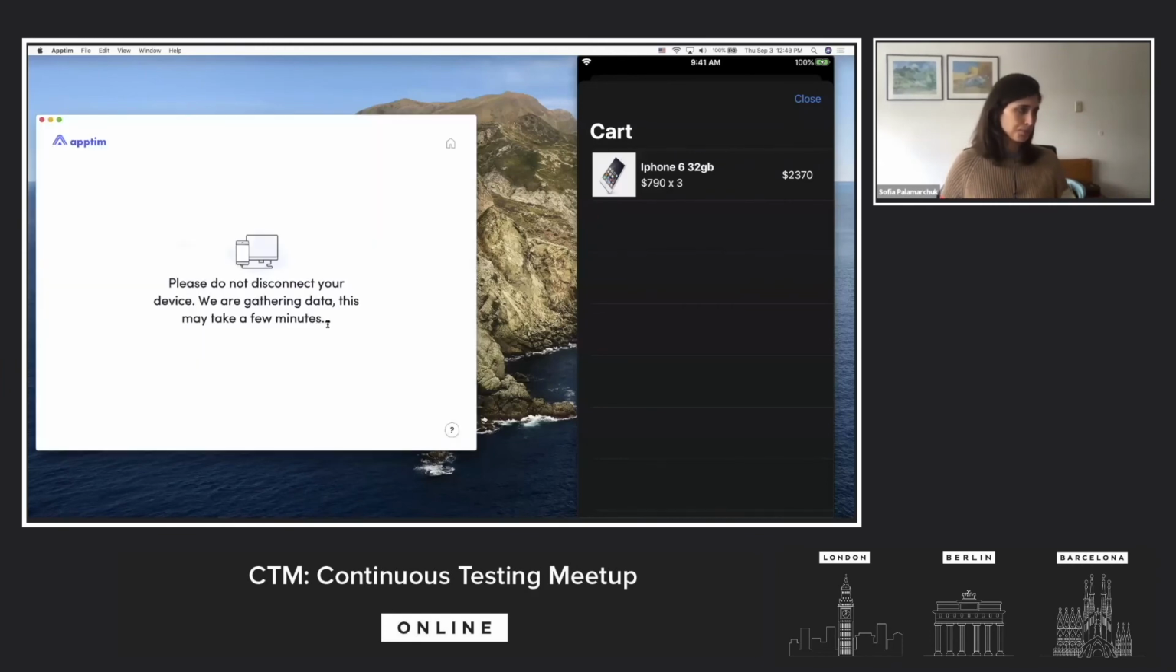What's happening now is that we are gathering all the data on what happened under the hood. And this means all the performance data, crashes, exceptions, anything that happened that maybe as a tester I didn't even know was happening. Apptim will capture that for me. It will generate a report, and I'm going to show it quickly here because we don't have a lot of time left.